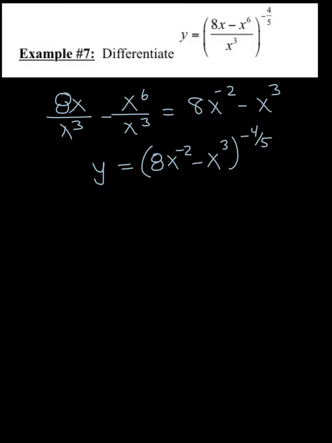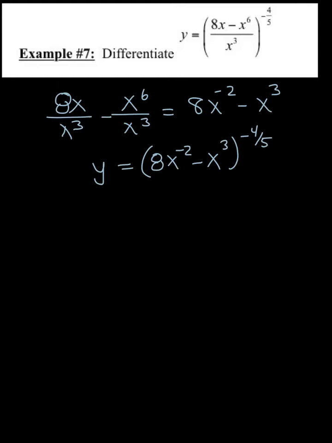All right, so here is what we get. Again, dividing out our 8x and x to the third gives us an 8x to the negative 2. Again, that's an easy differential to find, so I'm perfectly good with doing that. And then x to the 6 divided by x to the third gives me x to the third, all raised to the negative 4/5. So now I have something that's a lot more manageable.